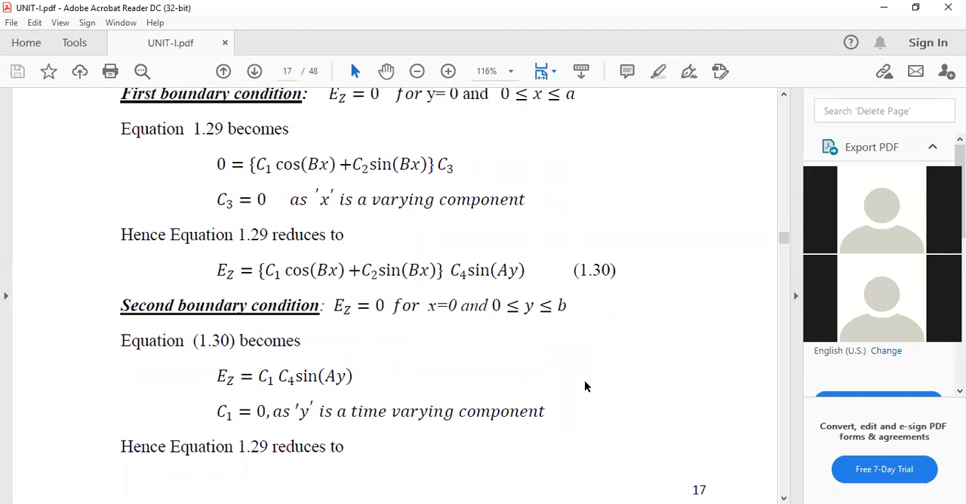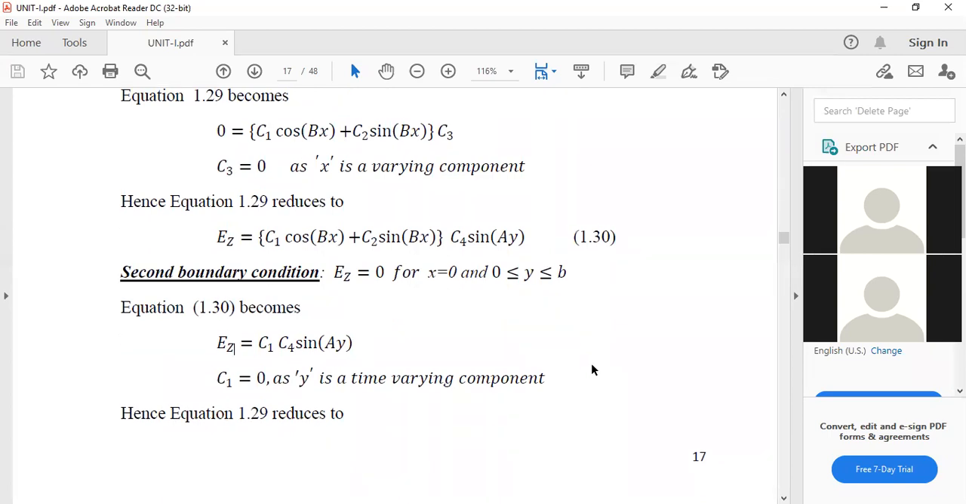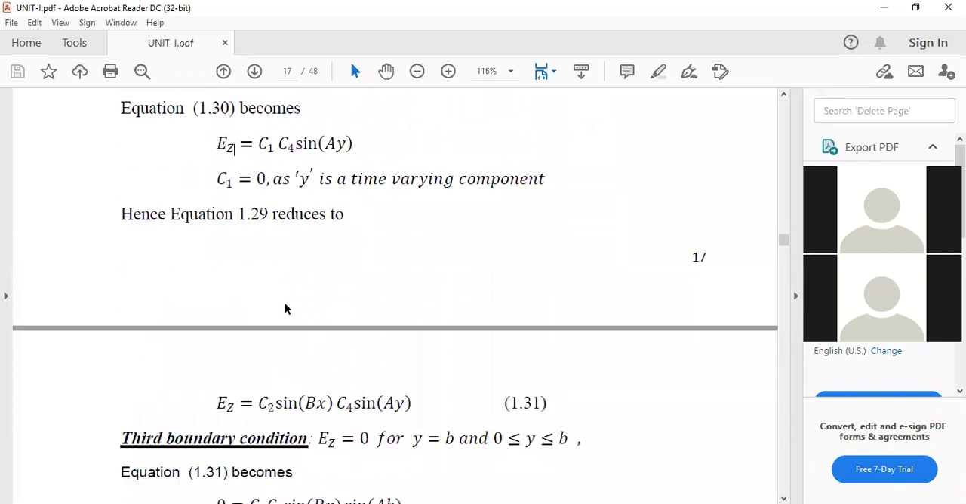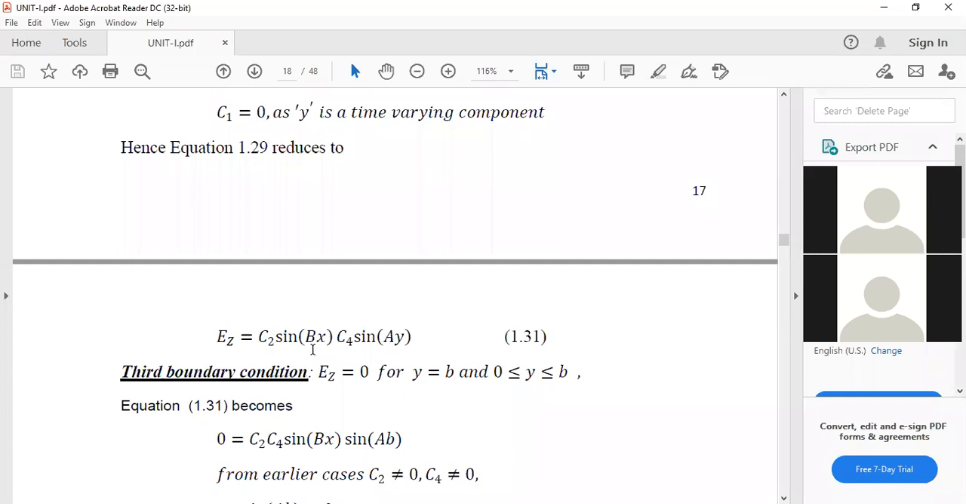I will mark option for you people. Now, for the first boundary condition, C3 is 0. For the second boundary condition, C1 is 0. Now substitute in this equation. Now our Ez is equal to C2 sin Bx, C4 sin Ay. We have only sin components, so the cos components go to 0. So I have only C2 sin Bx, C4 sin Ay.